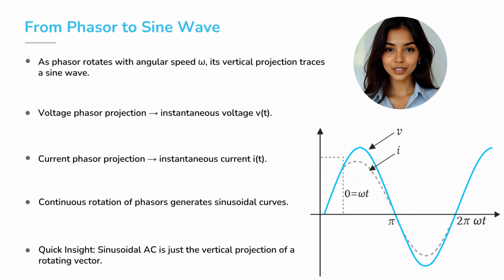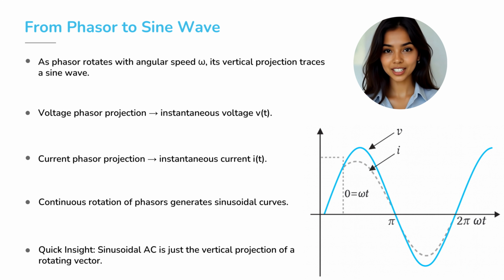Students, let's now connect the dots between phasors and the sine waves we see in alternating current. Imagine a phasor, that rotating arrow we just learned about, spinning at a constant angular speed, omega. Now, if we watch its vertical shadow or projection as it rotates, something amazing happens. It traces out a sine wave with time.